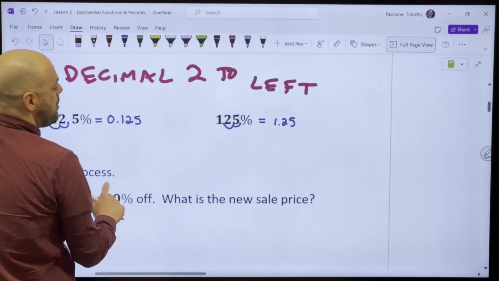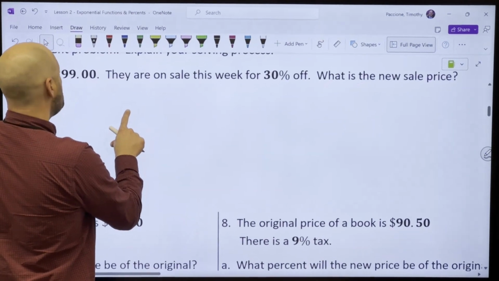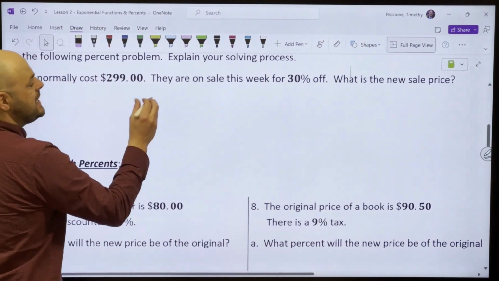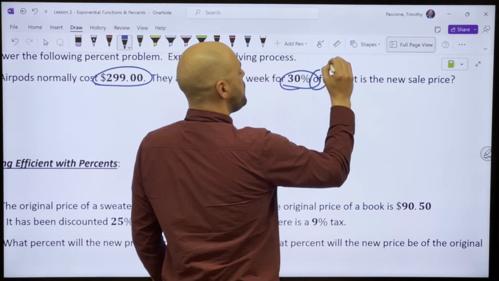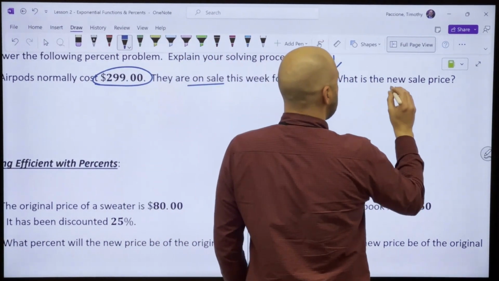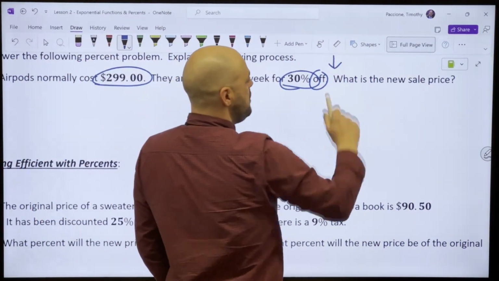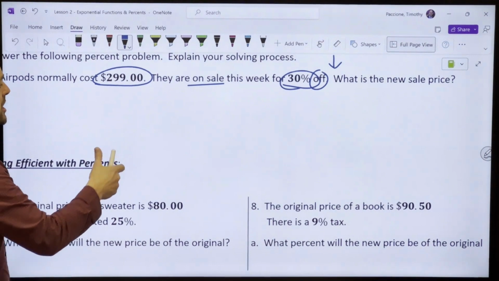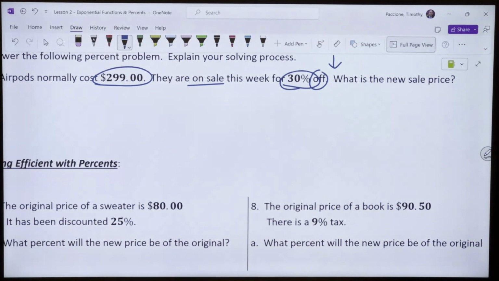Okay, now let's talk about these AirPods. See the AirPods, they are normally $299, right? But it says they are on sale for 30% off, meaning down. What's the new sale price? Notice what I'm doing. I like to circle my numbers and then underline key pieces. I just start coding right away. It helps me decode word problems, right? So when I didn't really know the question yet, I knew I'd need that, I knew I'd need that. Off means down, right? I just kind of start coding. So I'm going to do that the whole lesson.